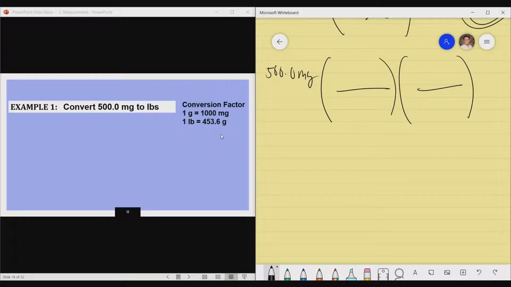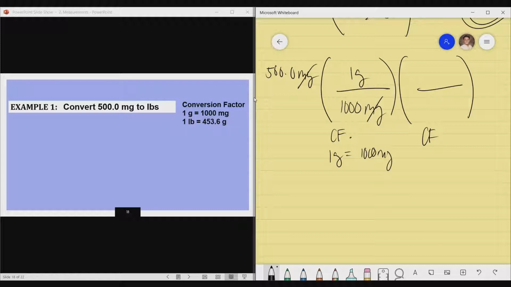So, dalawa ang gagamitin. So, unahin muna natin itong milligram. So, si milligram, kailangan mo nang mawala. So, I will be using the first one. 1 gram is equal to 1,000. So, I will be putting 1,000 milligram at the denominator para makancel. And then, si 1 gram ang nasa taas. So, itong conversion factor na yan, ito po yung 1 gram is equal to 1,000 milligram. Ginawa ko lang ganitong format.